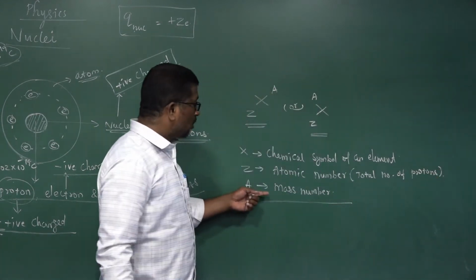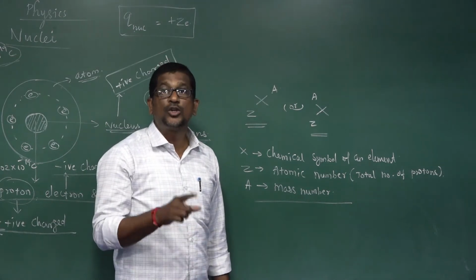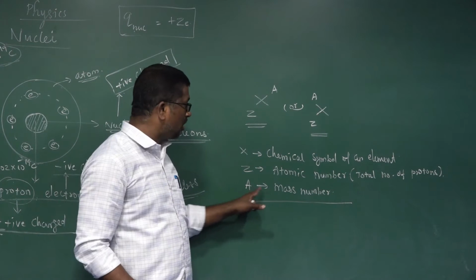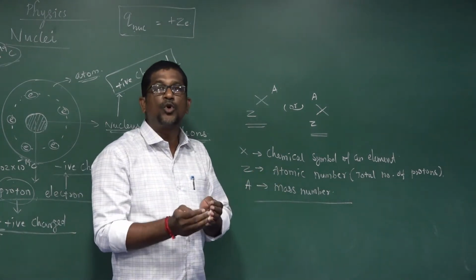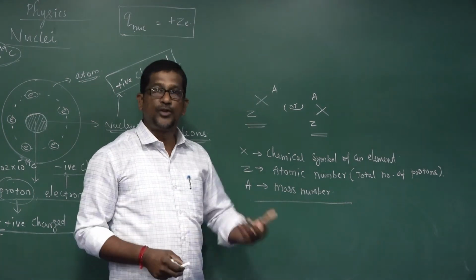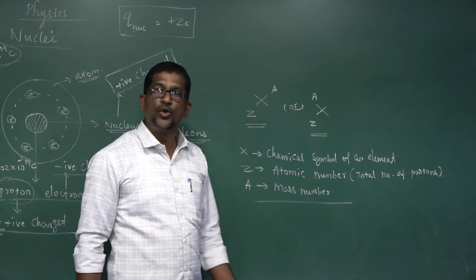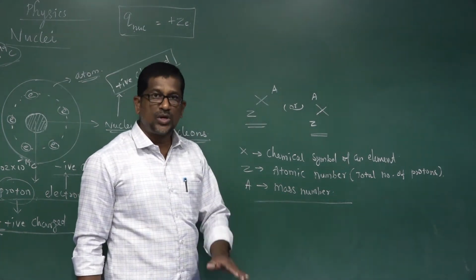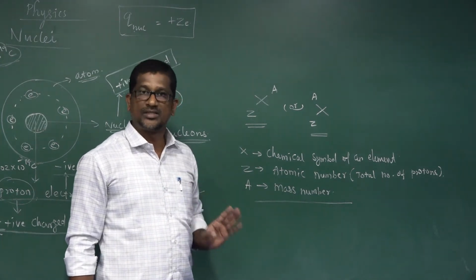Right. And what is the mass number? The total number of nucleons present in the nucleus of the atom is called mass number. What is meant by nucleon? The combination of protons and neutrons are called nucleons, or the neutrons and the protons are collectively called nucleons. So, the mass number is nothing but the total number of nucleons, or the total number of protons and neutrons present in the nucleus of the atom.